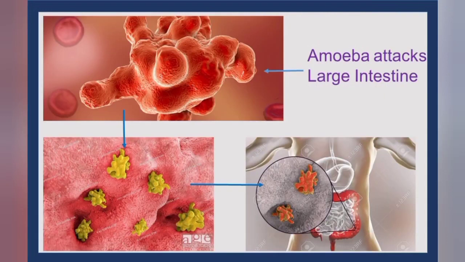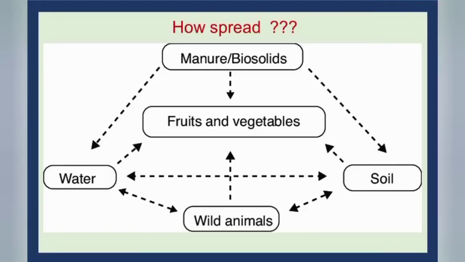Like you are watching the amoeba in the first picture, it attacks the large intestine, and after that it creates dysentery disease. How does it spread? Basically wild animals' defecation through soil or through water goes into the fruits or vegetables. After that, when a human being takes it, it becomes a very big mess for us and then we are affected by it.